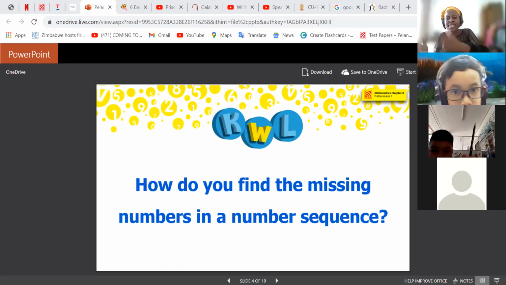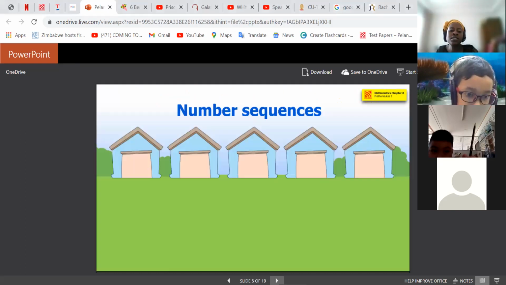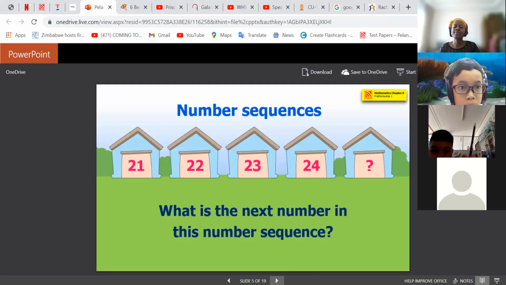We just look at the direction. Are the numbers increasing or decreasing? It's very, very easy, guys. All right, let's start our lesson now. Number sequences, let's see the examples that we have. If we look at these numbers, we see we have 21, 22, 23, 24, and then dash, right? What is the next number in the sequence? How do we find it? It's very, very easy.